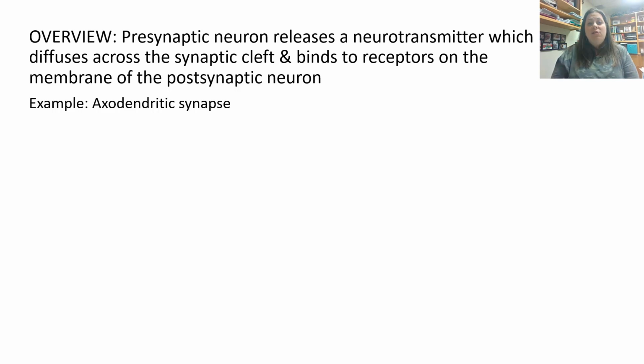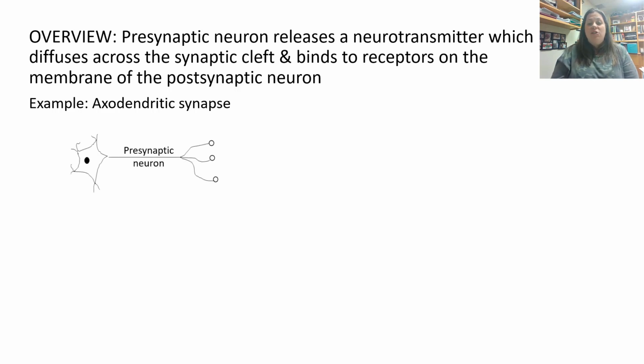So guys, the presynaptic neuron is going to release the neurotransmitter. It's going to diffuse across that synaptic cleft, that gap, and then bind to the receptors found on the postsynaptic neuron. So this goes from electrical impulse to chemical and back to electrical. We're changing the type of signal, so this is why it takes a little bit longer. An example here is the axodendritic synapse. This is one axon talking to the dendrites on the next neuron.